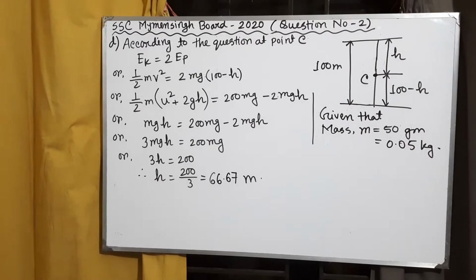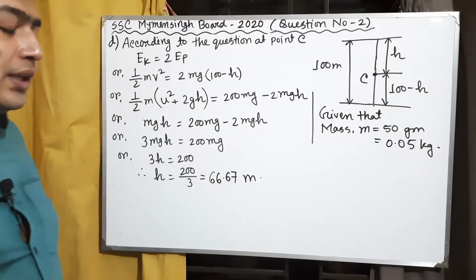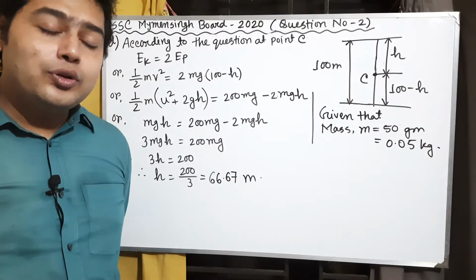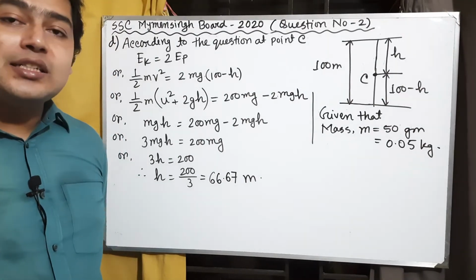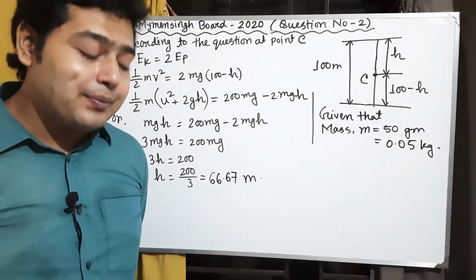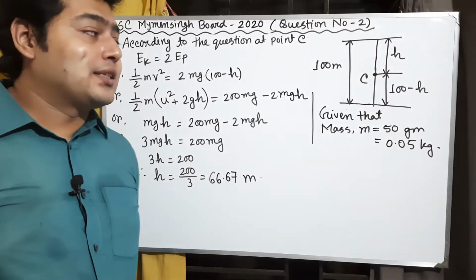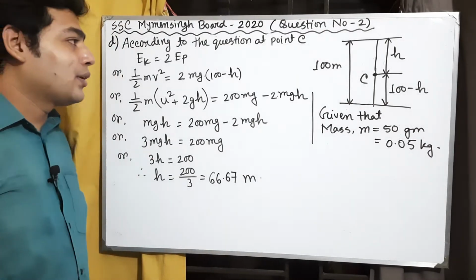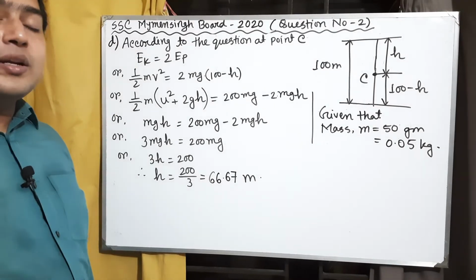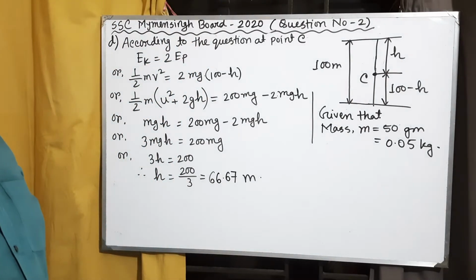Now we will try to solve question number D. Here the question is, in case of scenario 2, the total energy at point C and D remains the same. Give your opinion through analysis. So firstly we will try to determine the total energy at point C.